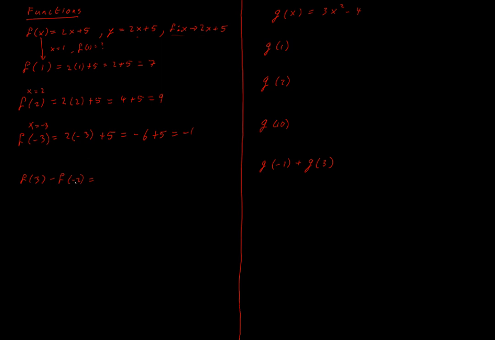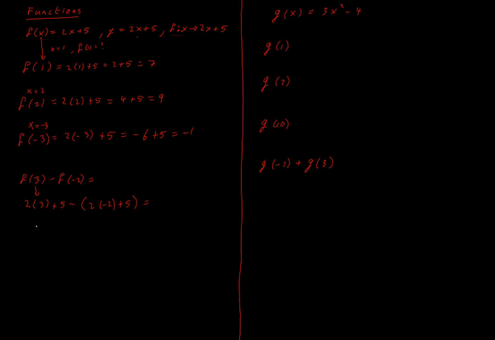I can also get situations where I have to sub in two different values of x and then take stuff away or add it together. So this is just doing two of these types of things at once. So here I have f of 3. So I'm going to put in a 3 anywhere there was an x. So I have 2 by 3 plus 5. That's this bit here. Minus, I'm going to put a bracket because all of this stuff is going to be minus. 2 by minus 2 plus 5. And I want to know what all of this is equal to.